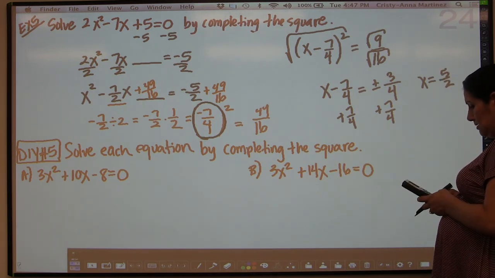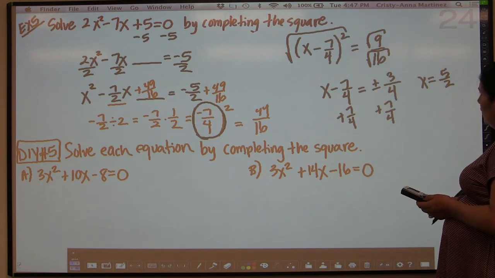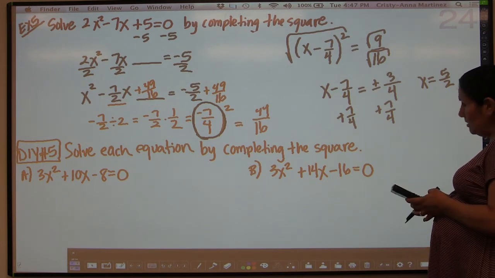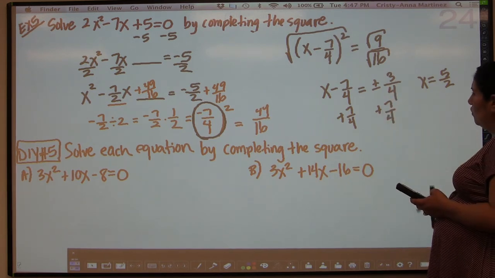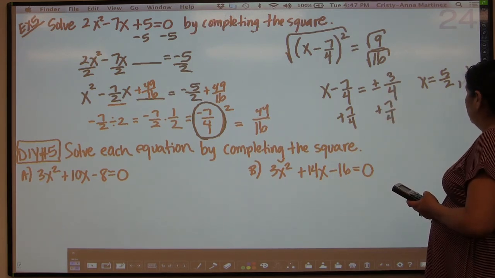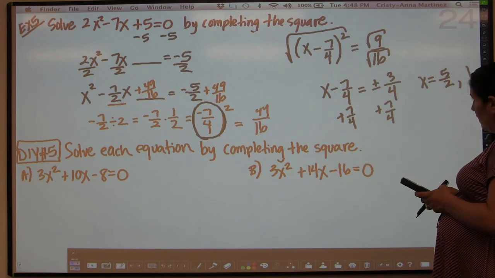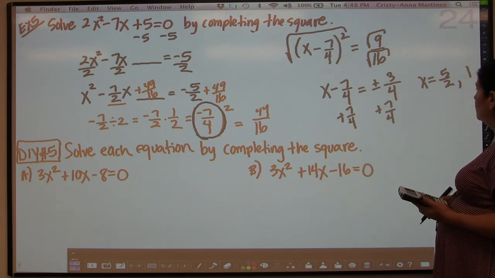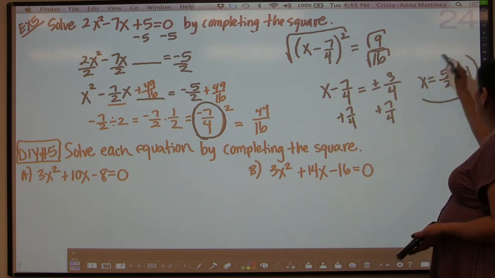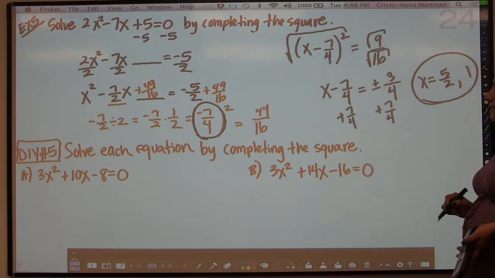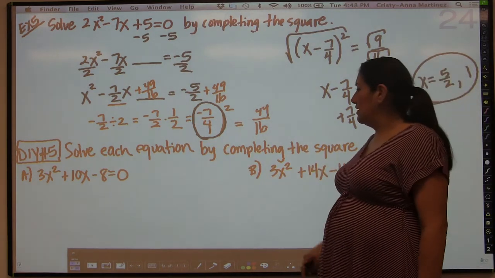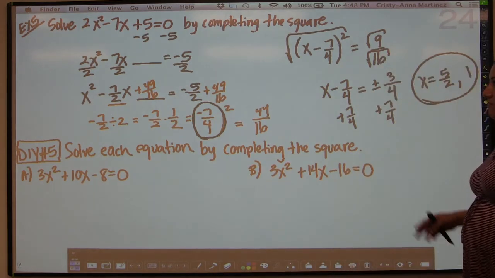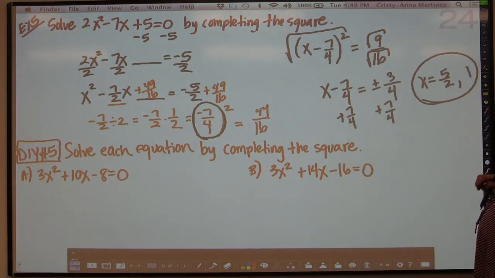And then we're going to do negative 3/4 plus 7/4, which is going to be 4/4, which is 1. So negative 3 plus 7 is 4 over 4, so you're going to get 1. So those are your two answers, 5 halves and 1. Alrighty, so that is how you deal with there being a number in front of the x squared. You have to divide by that a value.